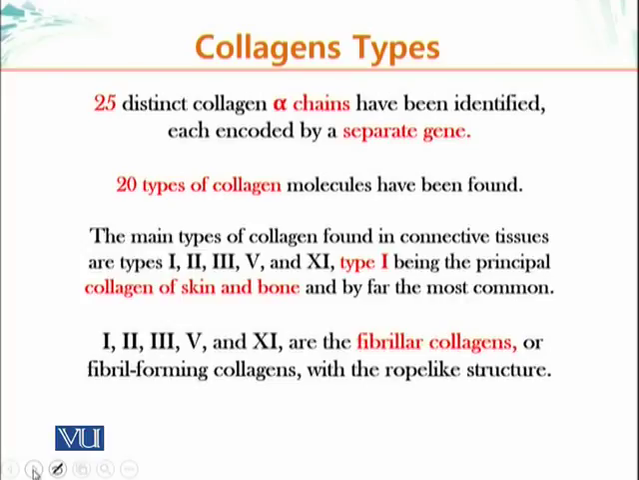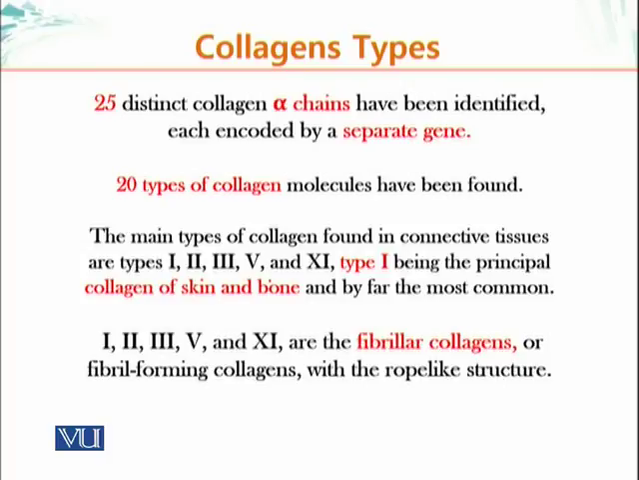The reason is that it is not that any alpha chain can combine with any alpha chain. So the total number of collagens in our bodies is 20 different types. The main types of collagen found in connective tissue are type 1, type 2, type 3, type 5, and also type 11. Type 1 is the principal collagen, the main collagen in the skin and also bone. Type 1, 2, 3, 5, and 11 are the fibril collagens, or fibril forming collagens, which form these rope-like structures that we have seen in our previous slide.